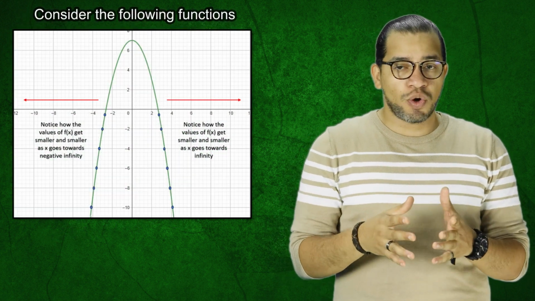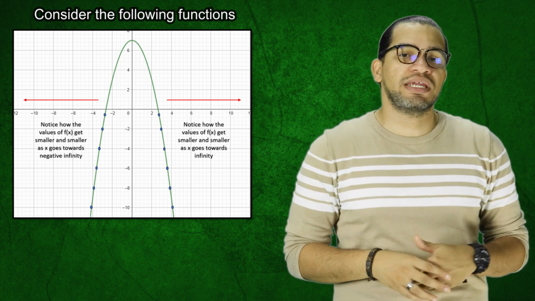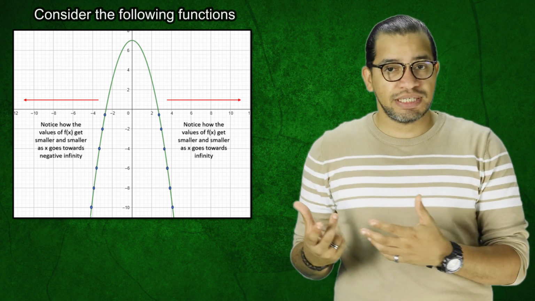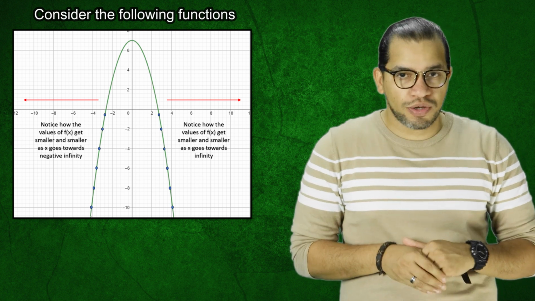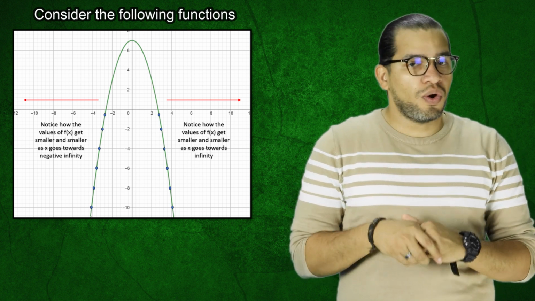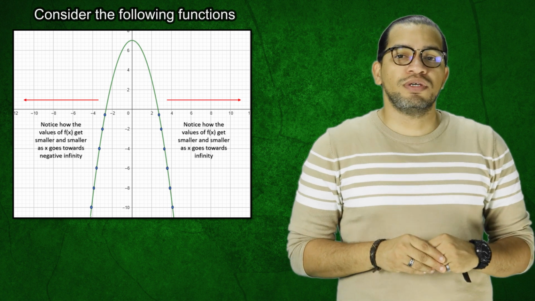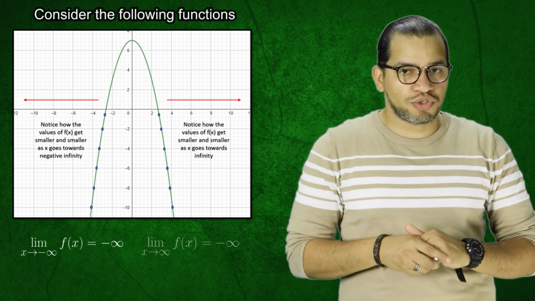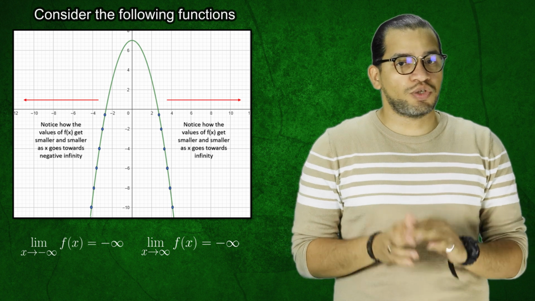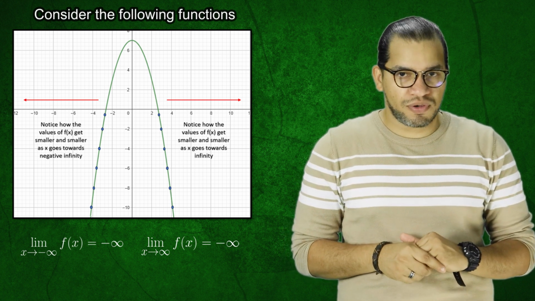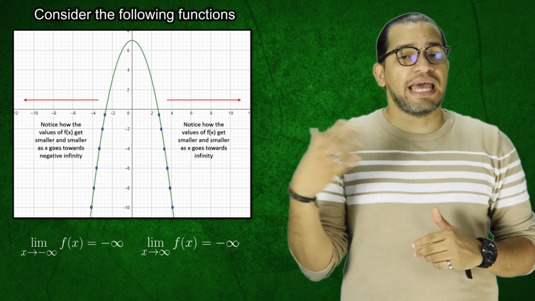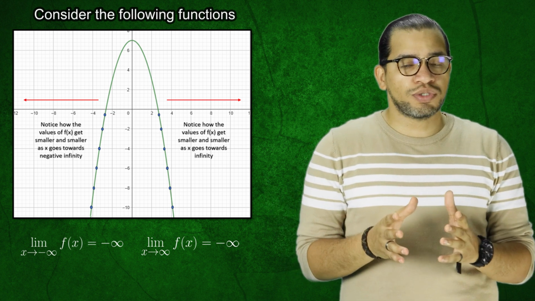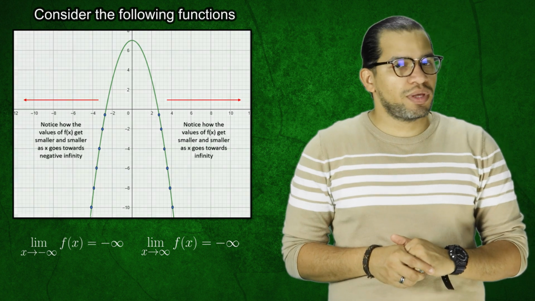infinity. Now, if we take the limit when x goes to infinity or minus infinity, meaning x is increasing and decreasing without bound, then y is also decreasing without bound. So both limits are equal to minus infinity. So that will be the end behavior for this function as x increases without bound and also as x decreases without bound. Now let us consider the following periodic function.